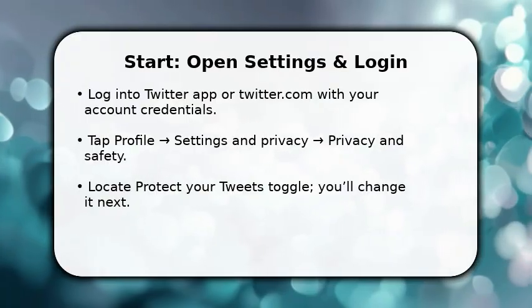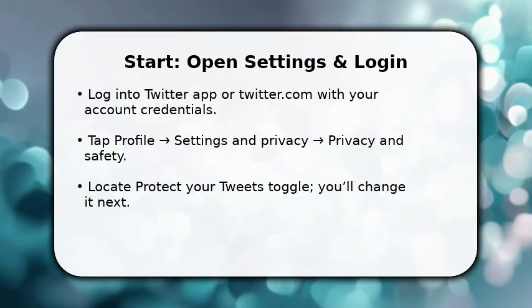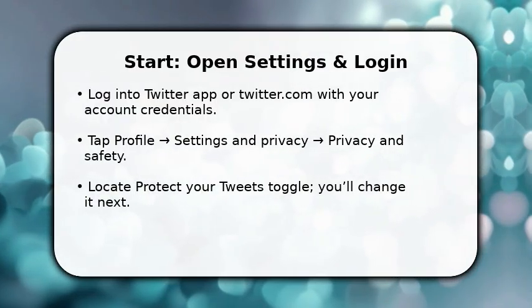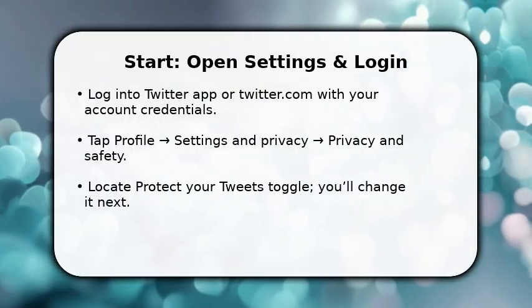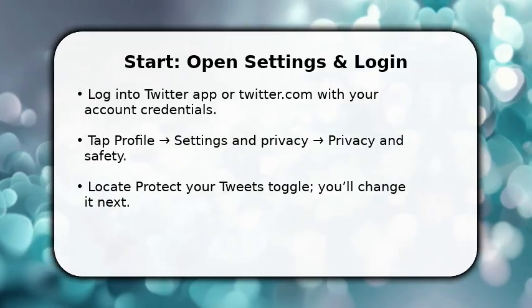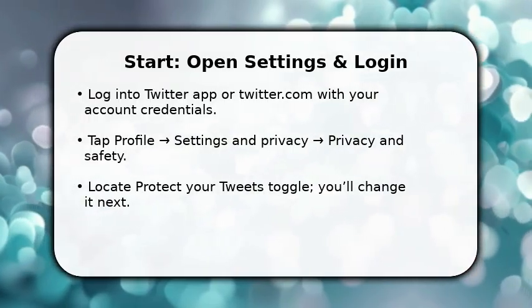You're starting now. Open the Twitter app or website and sign in with your account. Once done, go straight to your profile menu, then Settings and Privacy, and select Privacy and Safety. You need to find the Protect Your Tweets switch. That control is what makes your account private.